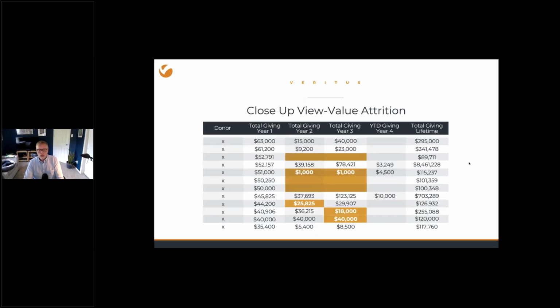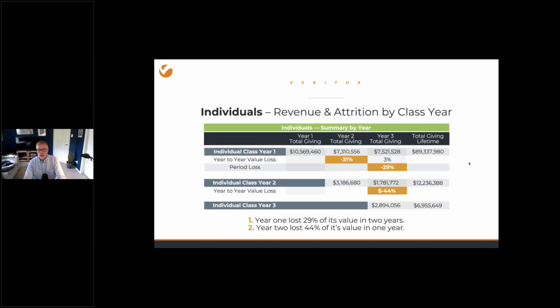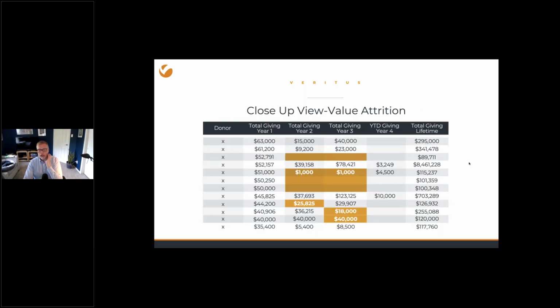And so then we looked at, okay, what does it look like by donor? Look at the donor that gave 51,000. The next year 1,000, next year 1,000, next year gave 4,500. What happened? What's the story behind that donor? What's the story behind the donor that gave 50,000 and then stopped giving? That's the question we had for folks, and they didn't have an answer. This is what value attrition looks like in a file.